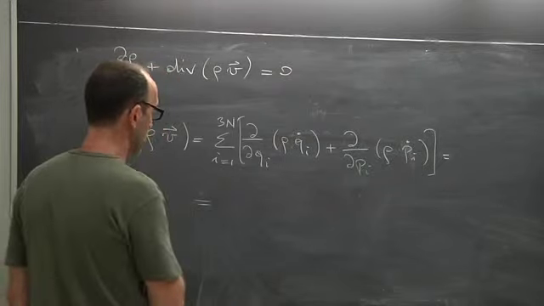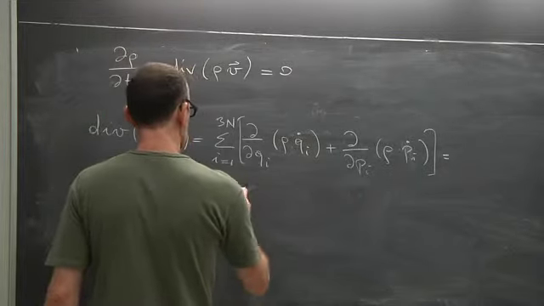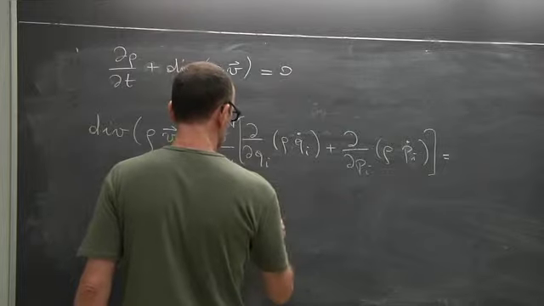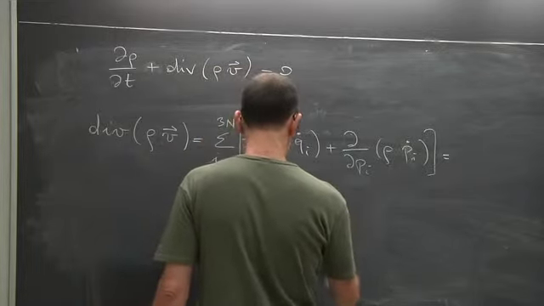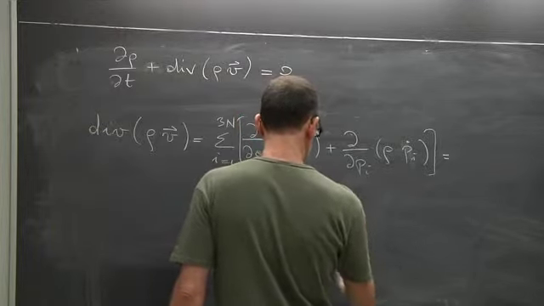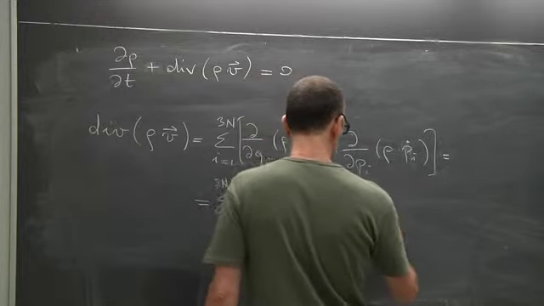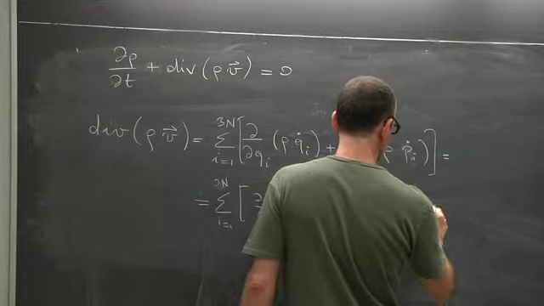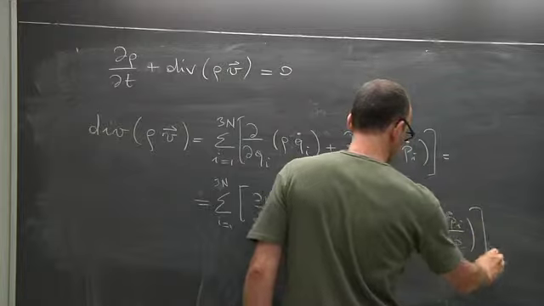Now, let us do this derivative. This is the sum over i from 1 to 3n of ∂ρ/∂q_i times q̇_i plus ∂ρ/∂p_i times ṗ_i. And then I have ρ, which multiplies ∂q̇_i/∂q_i plus ∂ṗ_i/∂p_i. Okay?